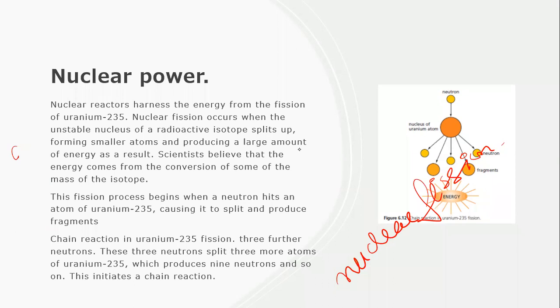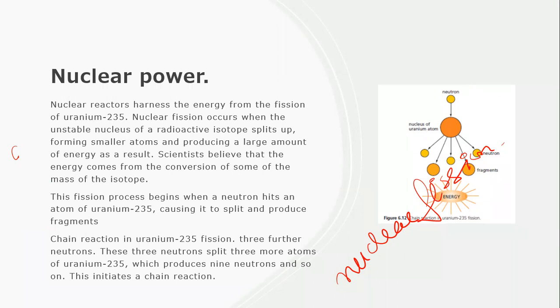Right, so we have our nuclear fission. Nuclear fission is basically when you take a radioactive element, for example, uranium. Uranium is one of the most common radioactive elements that we have. What you do is you throw a neutron. We know what neutrons are, we have done protons and neutrons. So you take a neutron and you shoot it at the nucleus of uranium.